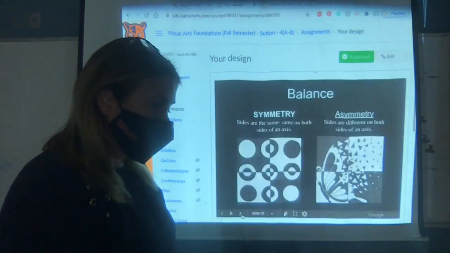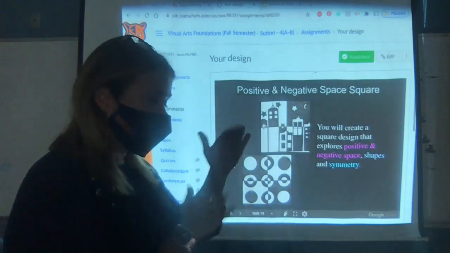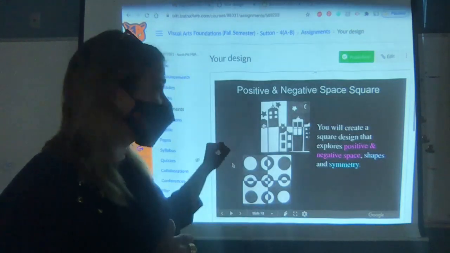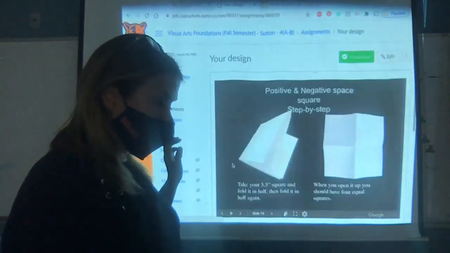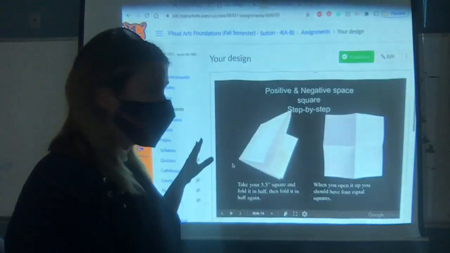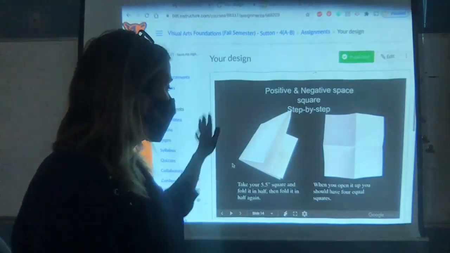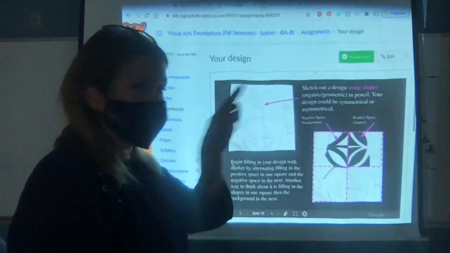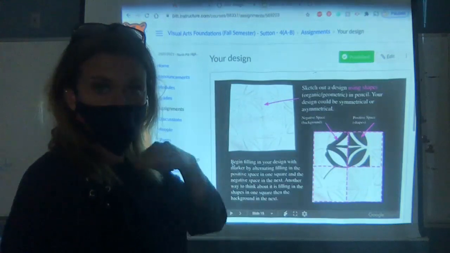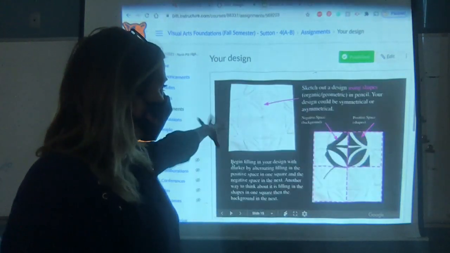And if you scroll through the slideshow, you will see that it starts right here telling you that you're going to design a square that explores both positive and negative space. And your design is up to you. Yesterday's YouTube video that I posted shows you how to fold paper to get a really good, perfect square, or you in your sketchbook can draw a square and divide it. And then you're going to draw a design on your square.